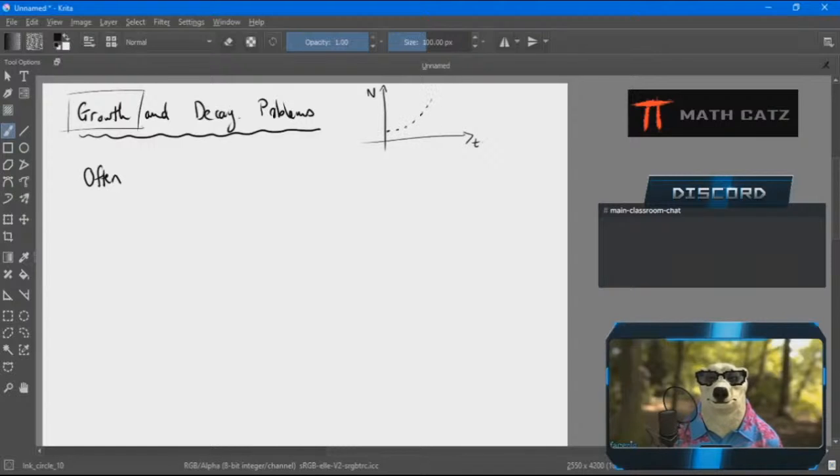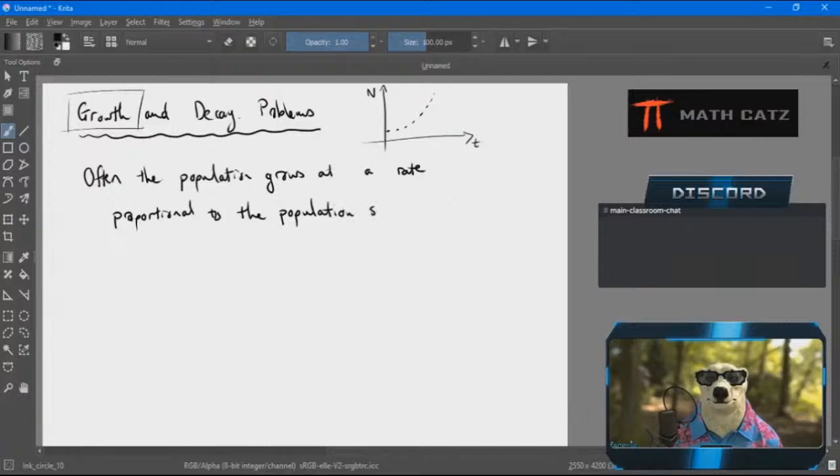And if you track that over time, what people have found is the growth rate, let me write it like this: the population grows at a rate proportional to the population size at that time. So what does that mean?